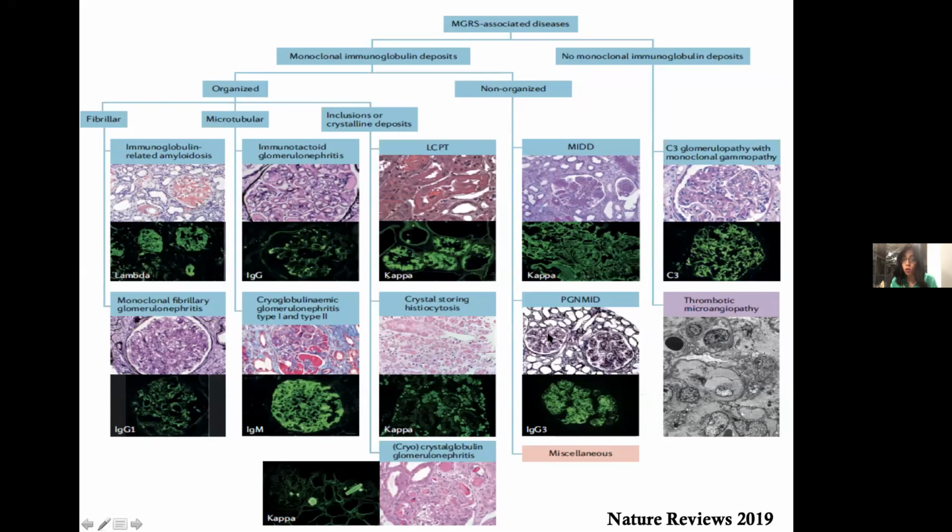So this is a pure ESNT-CME and C3 glomerulonephritis. So MGRS-associated disease, what we've discussed today: monoclonal immunoglobulin, caused by a direct mechanism, monoclonal deposits directly, giving you amyloidosis, immunotactoid, fibrillary, if they are fibrillar. If they are microtubular, they're going to give you immunotactoid cryoglobulins. If they are inclusions or crystalline deposits, they're going to give you light chain proximal tubulopathy or crystal storing histiocytosis.